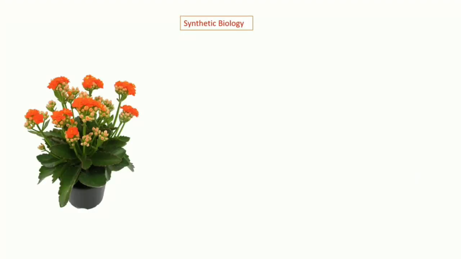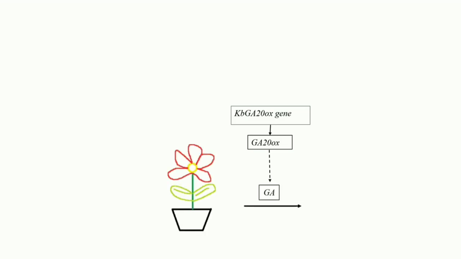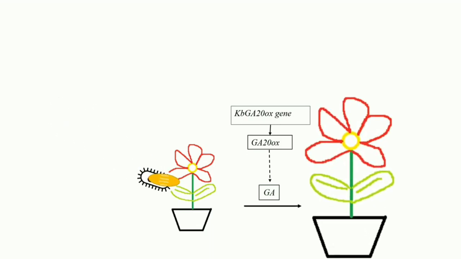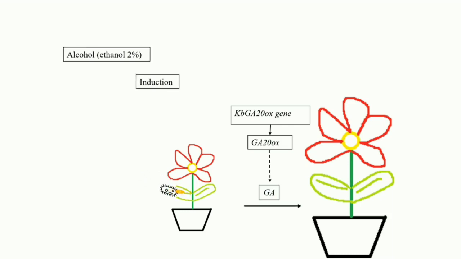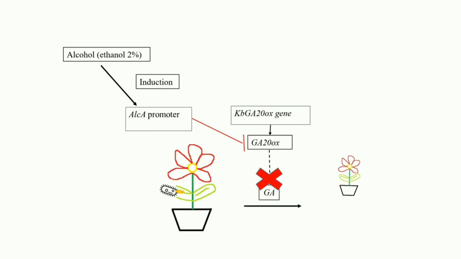Using synthetic biology, the ornamental crop Kalanchoe blossfeldiana was genetically modified by introducing an alcohol-inducible promoter system that silenced the expression of the GA20-OX enzyme. In the normal pathway, the GA20-OX gene that codes for the GA20-OX enzyme is responsible for the biosynthesis of gibberellic acid, which then causes the plant to elongate. Using Agrobacterium, an alcohol-inducible promoter sequence was introduced into the leaves of this plant. An induction with only 2% alcohol can then downregulate the gene and block the pathway, causing a significant decrease in the height of the transgenic plants by 63 to 90%.